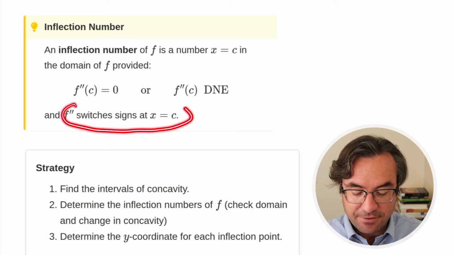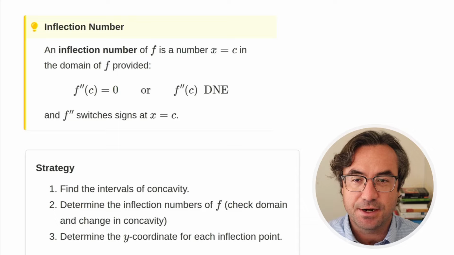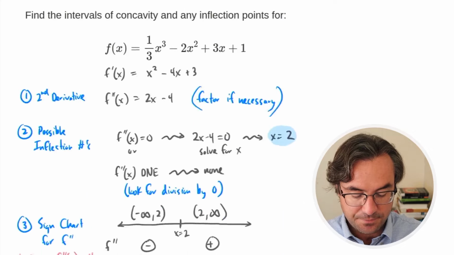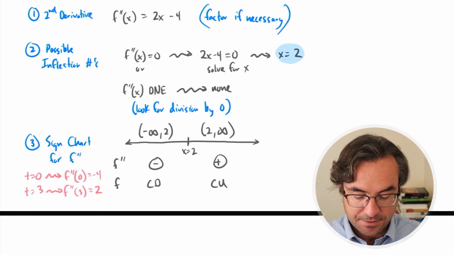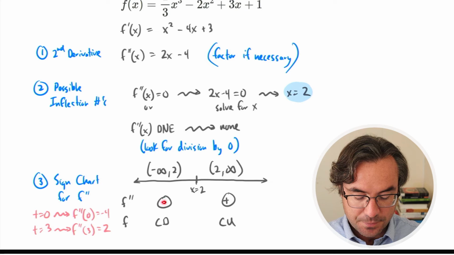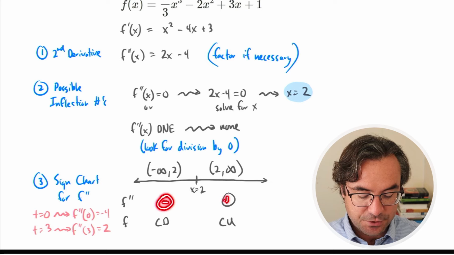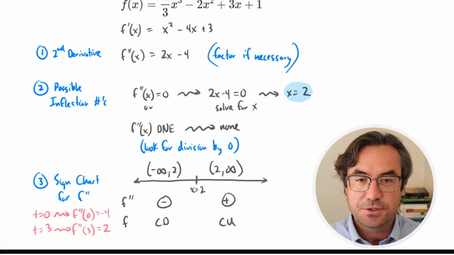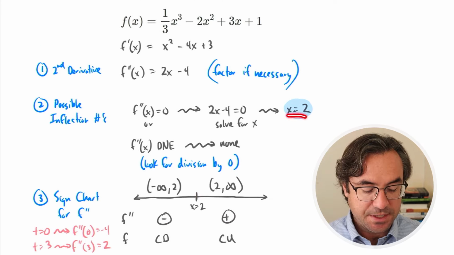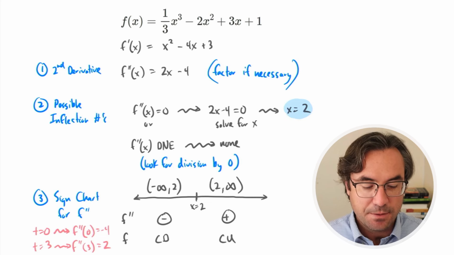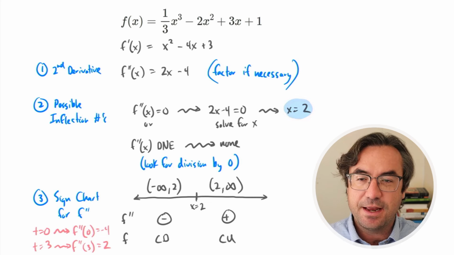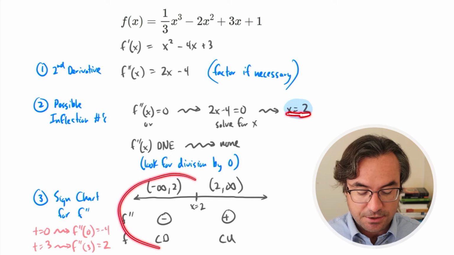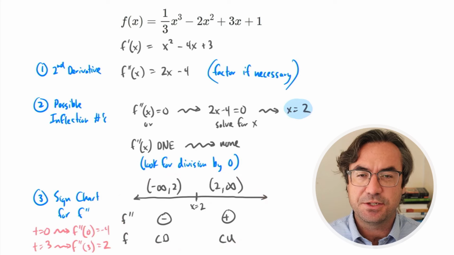But we also see f double prime switches signs there. So what we have is that in this example, our second derivative switches signs at x equals 2. So that's why we're calling this a possible inflection number, because we don't know if this is an actual inflection number at this step yet. We need our sign chart to kind of make that determination.